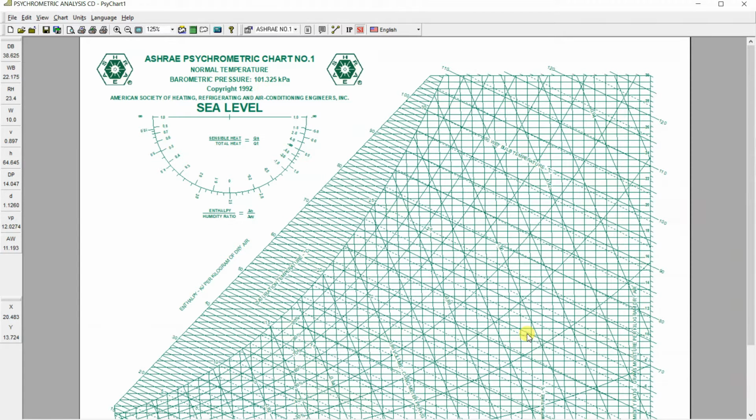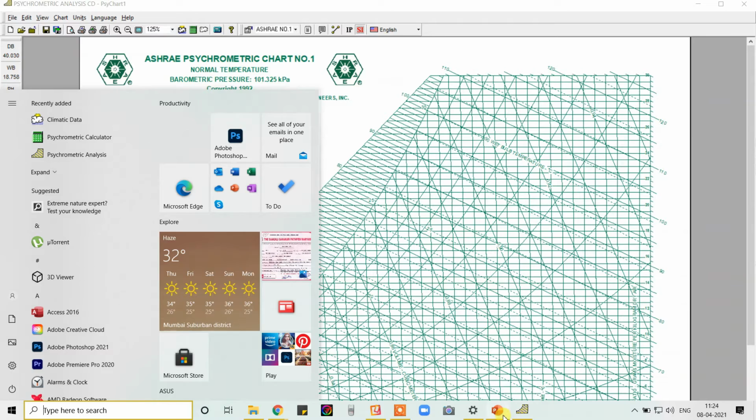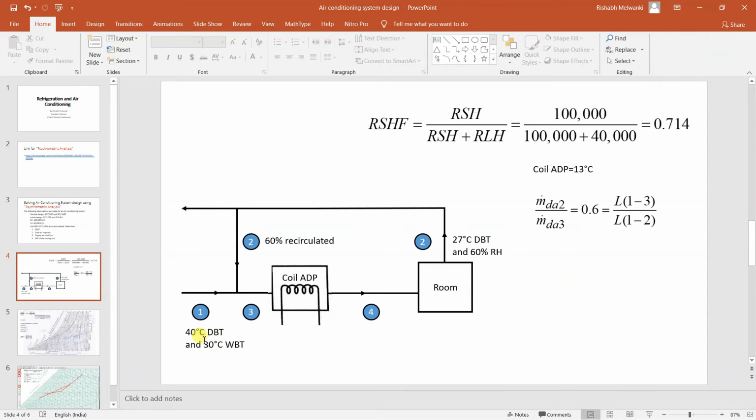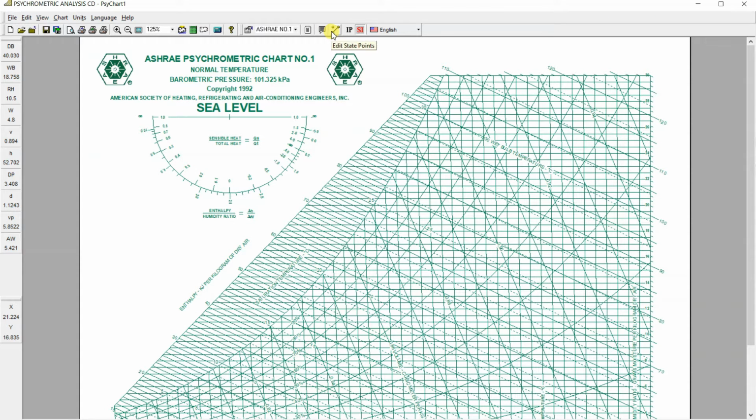Now point number 1, we will see the data. What is point number 1? 40 degree dry bulb and 30 degree Celsius wet bulb temperature. So you have to click here, edit state points. Before that you have to select metric unit. Okay, we have IP and SI unit. So I have selected standard international unit. Okay, SI units, which is metric unit. Then click on edit state points.